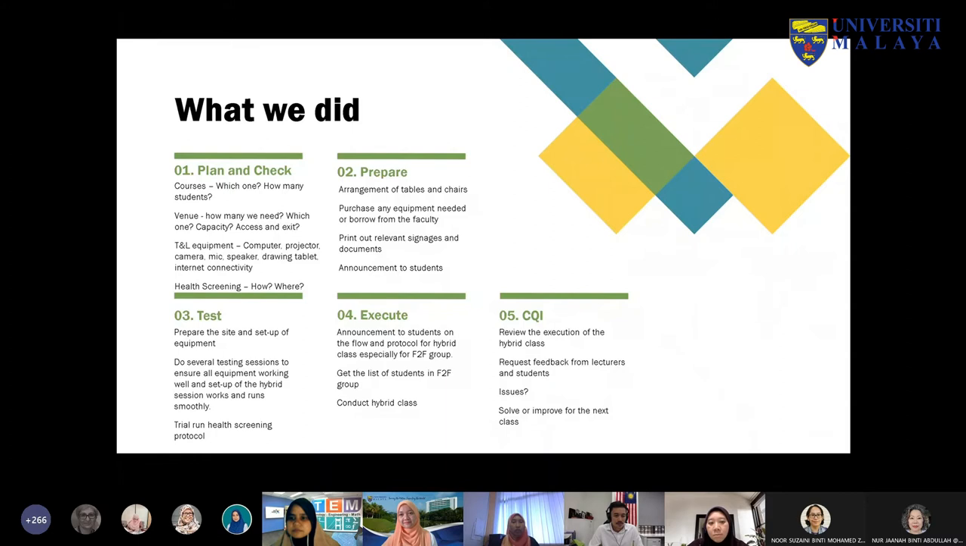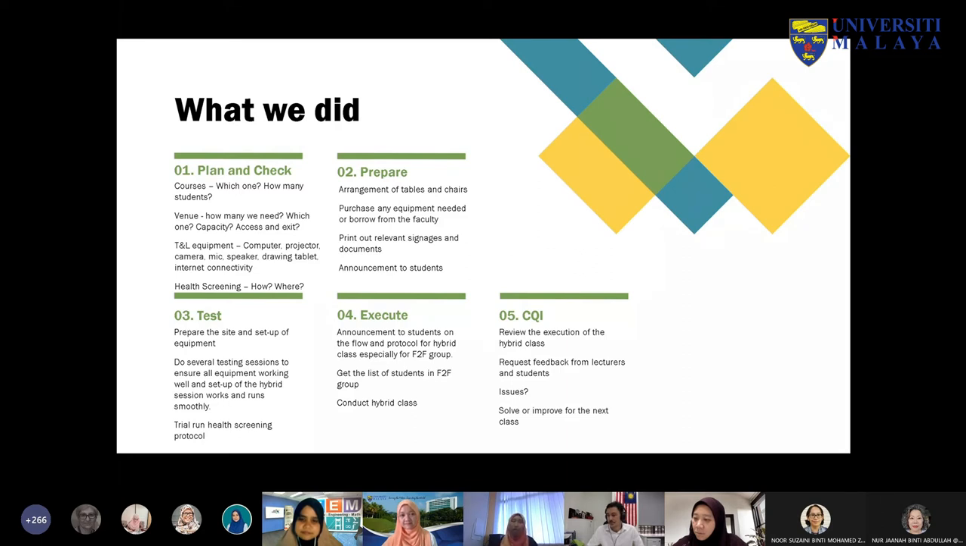And teaching and learning equipment, we need to plan and check as well, make sure that the computers, projectors, we need cameras, the mic, we need speakers, drawing tablet, and internet connectivity is very strong in that area. And also, how do we conduct the health screening? You know, so we go everywhere, we need to scan a QR code, we need to scan our temperature. So how do we do that and where? So these are the things that we discuss.